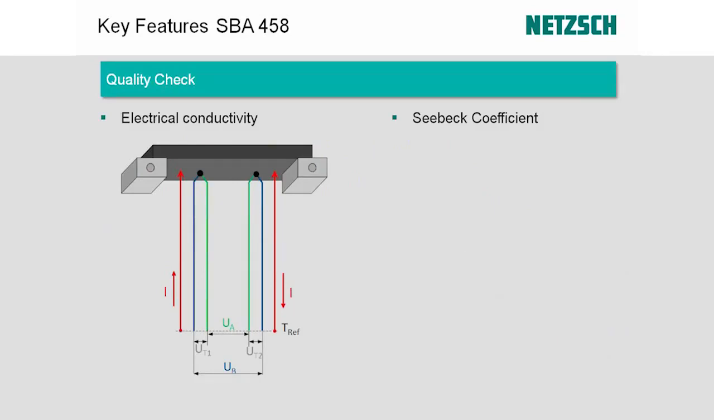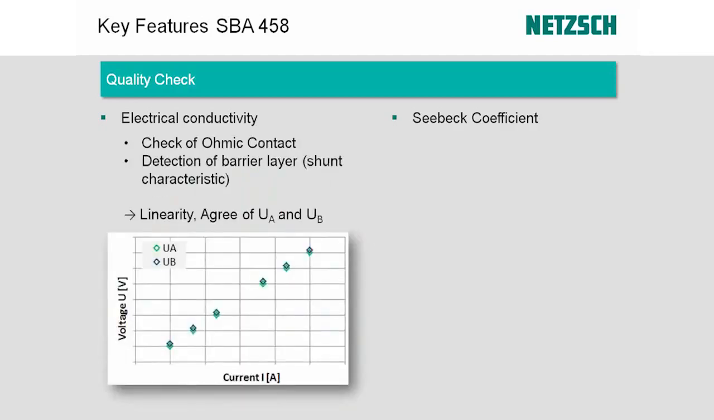Finally, quality check. We discussed this a little bit already. For the electrical conductivity, because we can measure the current in both directions, this allows us to check the ohmic contact. If there is some barrier layer between the thermocouple and the sample, so we get a shunt characteristic, it will show up in the nonlinearity. So we want to have linearity, and we also want to have agreement of the curves for UA and UB. Again, these are the voltages measured through the positive and negative legs of the thermocouples, for both negative currents and positive currents, with current applied in both directions through the sample. So this is a really important check of the system.